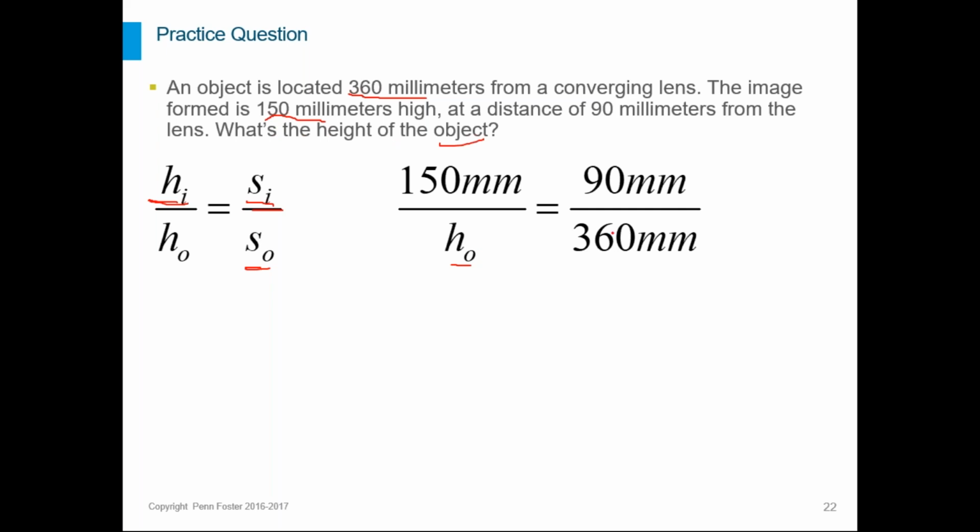So now we just cross multiply. If you remember that from math class, you take your diagonal numbers, you multiply them to each other, and these will equal each other. So 360 times 150 gives us 54,000, and then that's equal to HO times 90. And now we divide by 90.